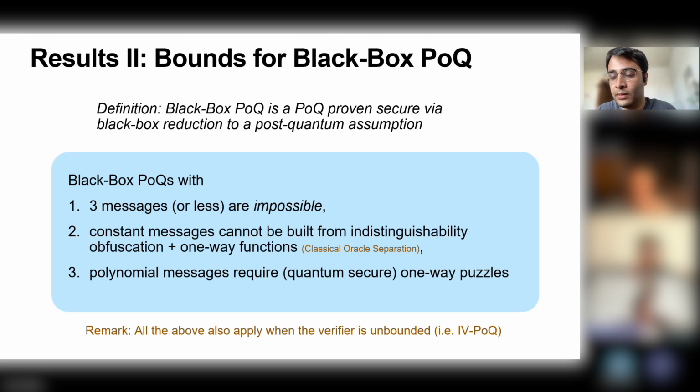So what are some known constructions of quantum secure one-way puzzles? What do they rely on? Just to maybe at least compare it to the trapdoor permutation construction of poly many round POQ.